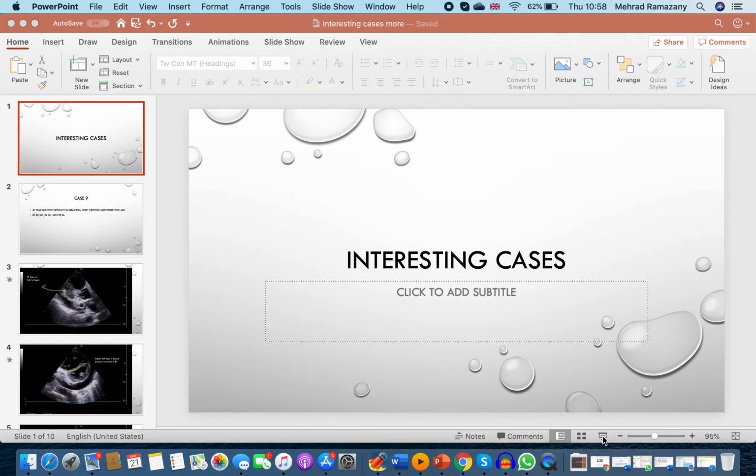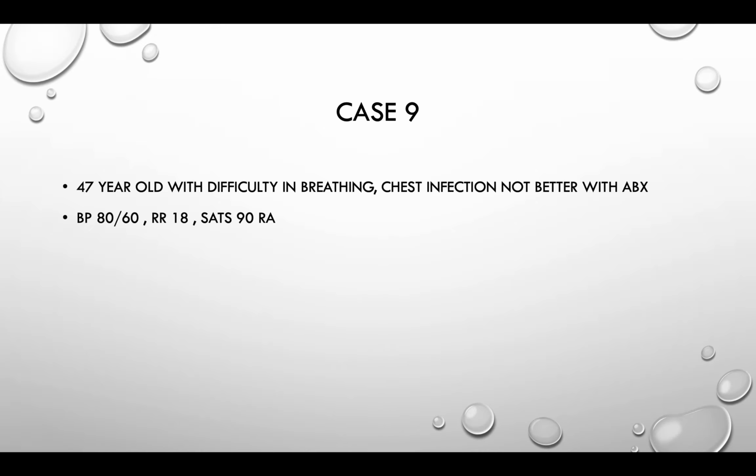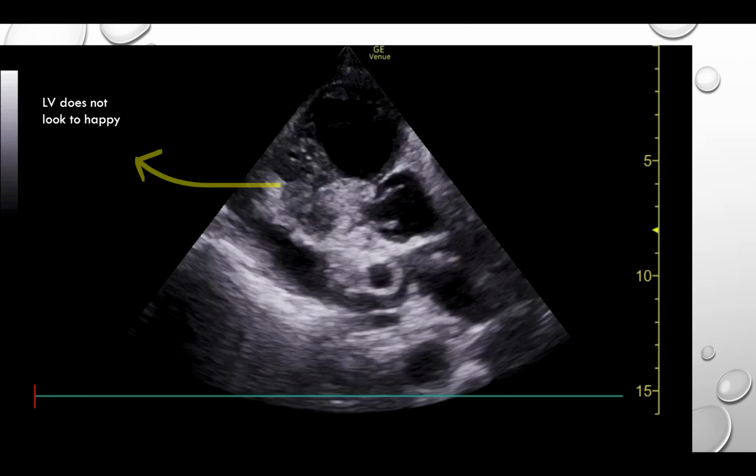Okay, so this next case, there's no talk about evidence base, it's just an interesting case that sums up so many findings that you see on bedside echo with someone with pulmonary hypertension. It's a 47-year-old with difficulty in breathing, a recent chest infection, not better with antibiotics. Upon arrival, blood pressure was about 80/60, with respiratory rate of 18 and sats about 90% on room air. She's a known pulmonary hypertension patient.